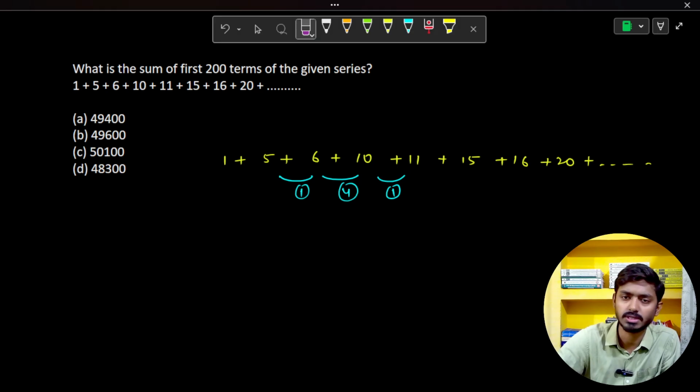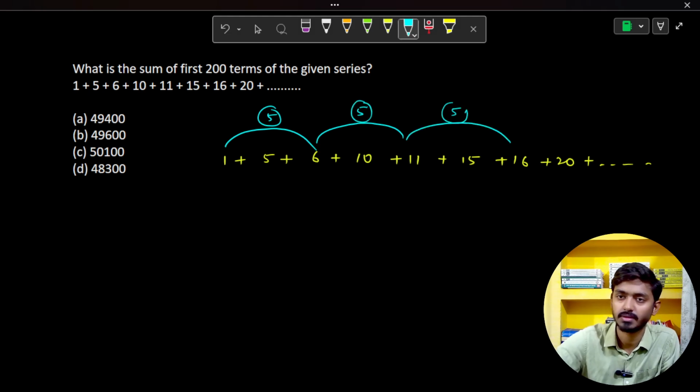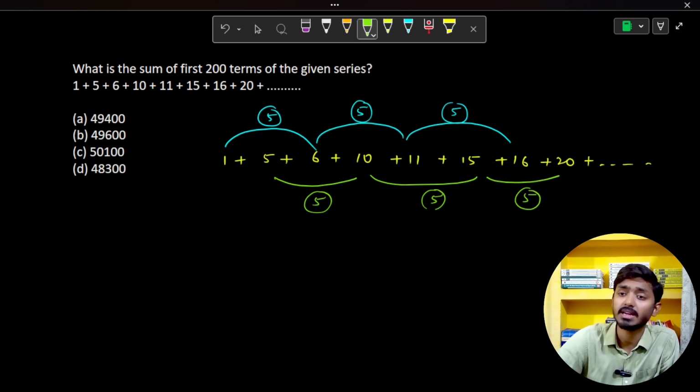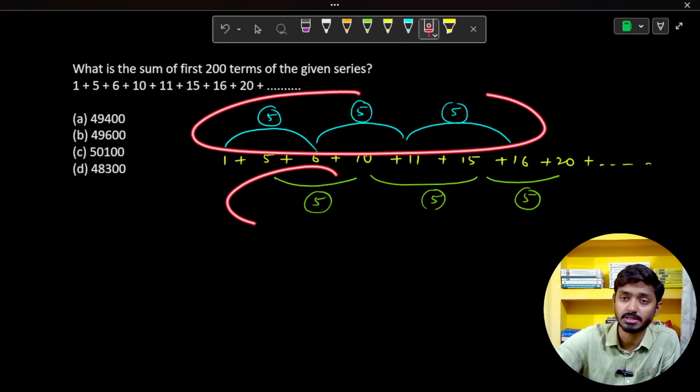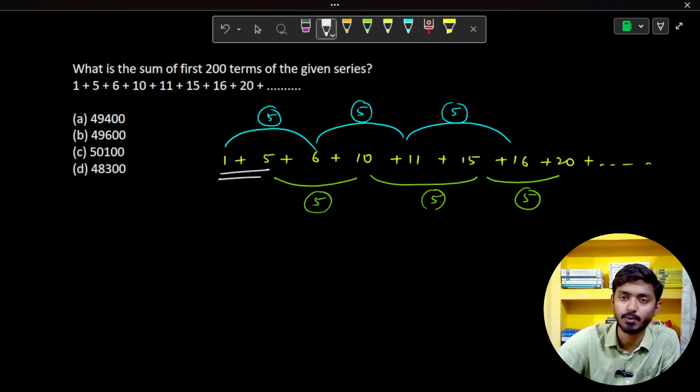What we'll do instead is, if we observe these two, there is a difference of 5. These two, there is a difference of 5 again. Difference of 5. And if we observe these, now they look like two different APs. Well, we can solve them separately, or since we got two different APs, we'll add two terms each. Let's add 1 and 5, 6 and 10, 10 and 15, and so on.